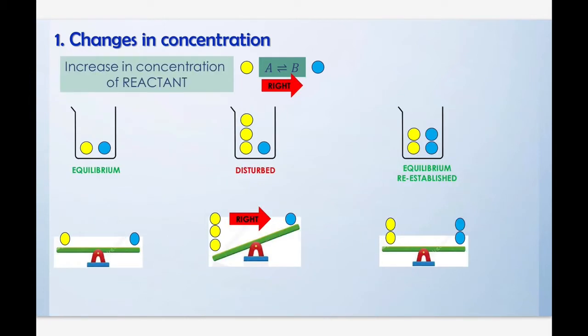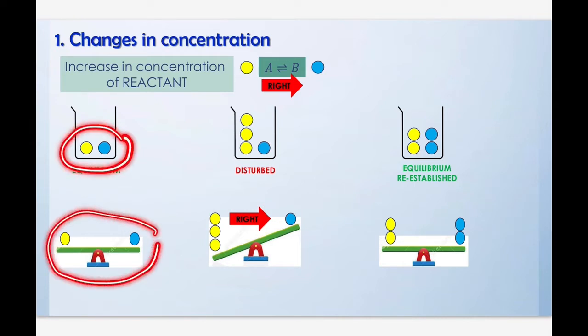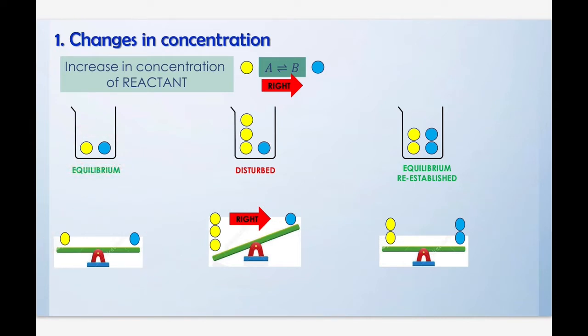So mari kita tengok contoh yang pertama. Katakan kita ada satu persamaan A will produce B. So di dalam bikar itu dia ada 1 mol A dan 1 mol B, yang mana ianya berada dalam keadaan equilibrium. And then after that we increase the concentration of the reactant. So kalau kamu tengok ada 2 mol tambahan A di sana, so the equilibrium is disturbed. Okay, the equilibrium is disturbed.